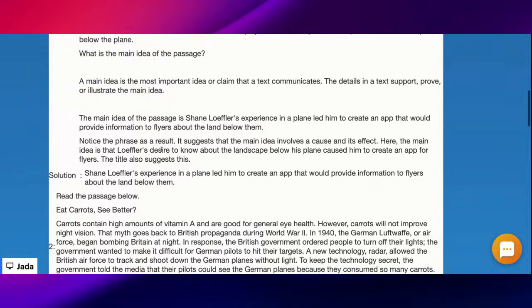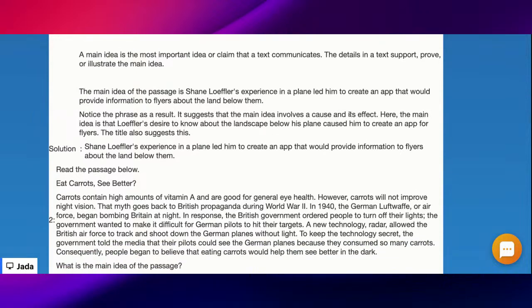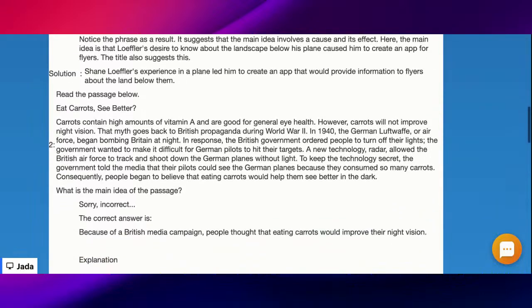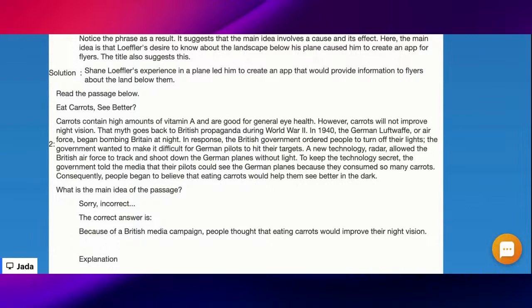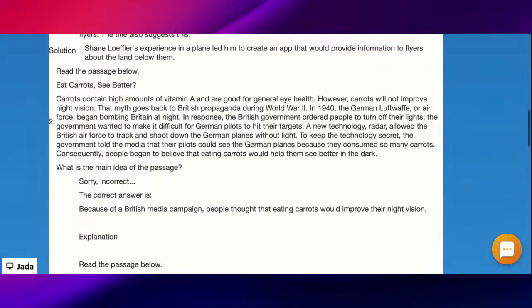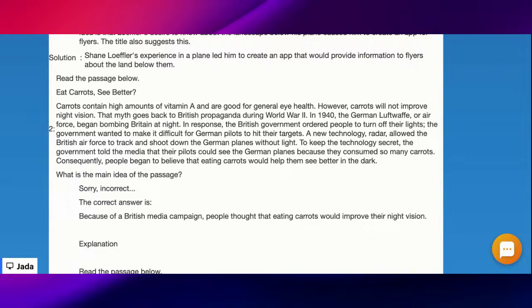Note the phrase "as a result." It suggests that the main idea involves a cause and effect. So there was a cause and then an effect. Here, the main idea is that Shane's desire to know about the landscape below his plane caused him to create an app for flyers. The title also suggests this. Because of his curiosity, he was very curious after he flew on a plane and he wanted to know what was happening below. Which led him to create his own app that could help people. So you have to make sure that you figure out the main idea and what led to that. So it's like a cause and an effect. There's the cause, there's the effect as well.